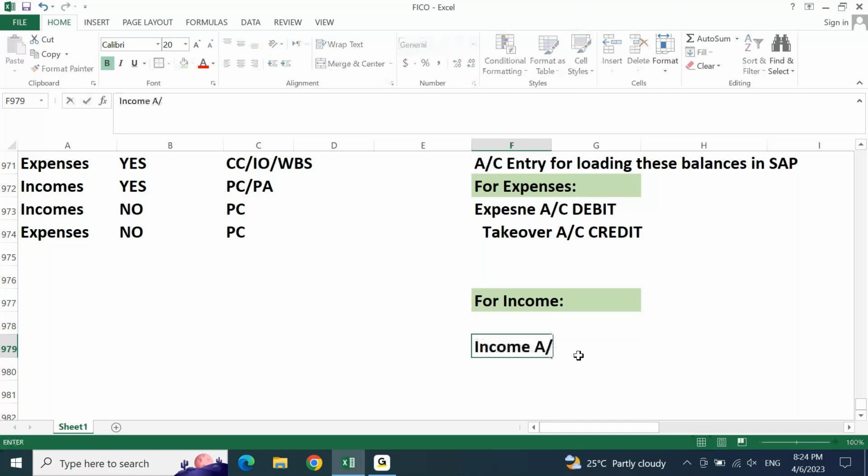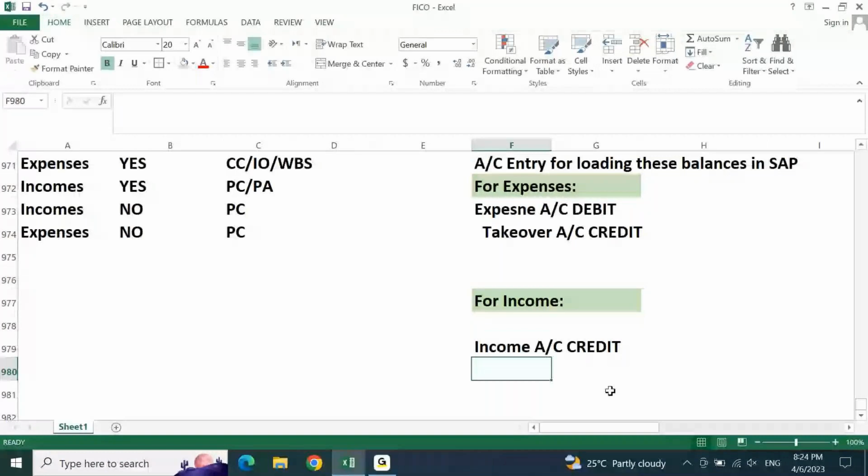Now, which side should your offsetting account come on, debit or credit? Debit side, you need to write the offsetting account. What will be the offsetting account to bring legacy data into SAP? The takeover account, debit. Same thing.